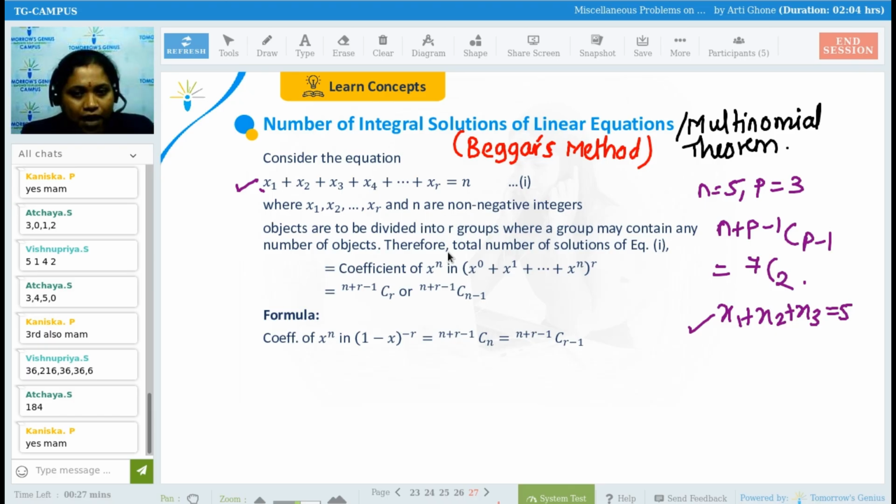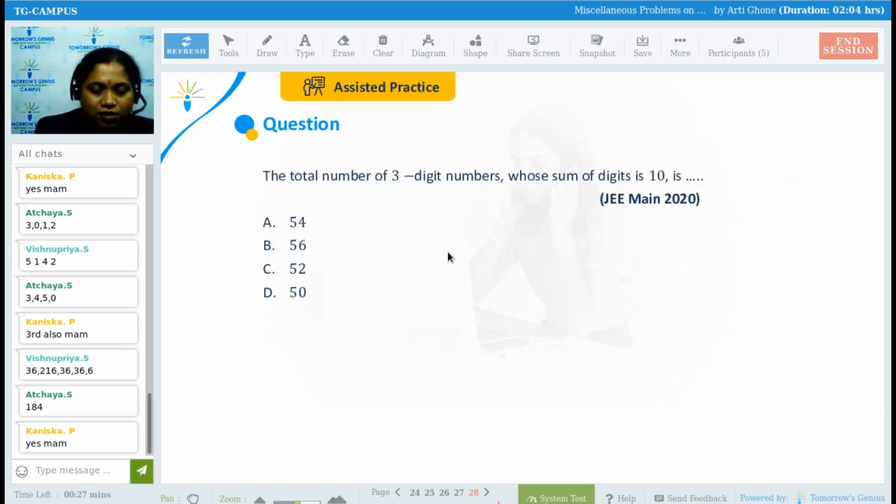See, what is the answer for this one? When you have a statement like this, x1 plus x2 plus x3 plus x4 plus up to xr is equal to n, you can directly get the x raised to n coefficient. This is an important formula for the multinomial theorem. The x raised to n coefficient is from (1 minus x) raised to the power minus r. Okay, but it is not required at all. Let's take a question first, then you will understand this.